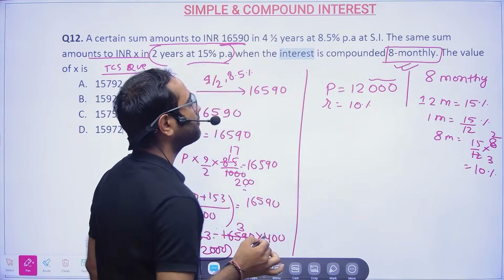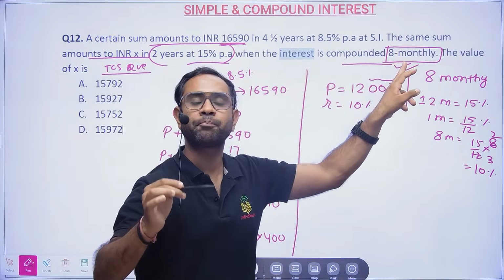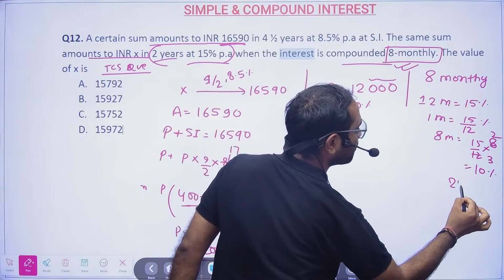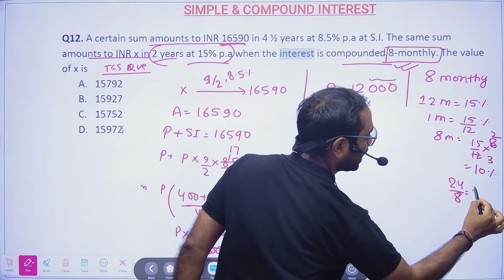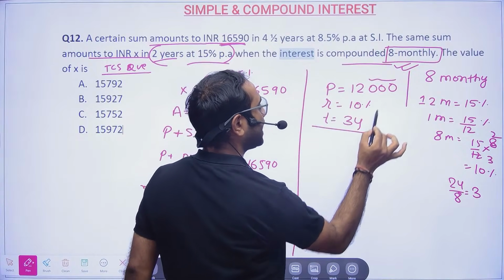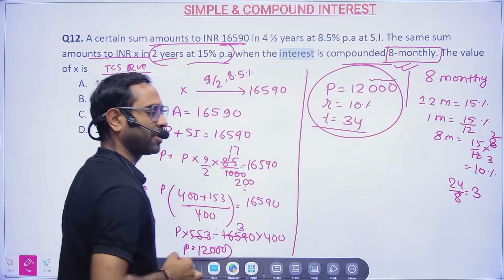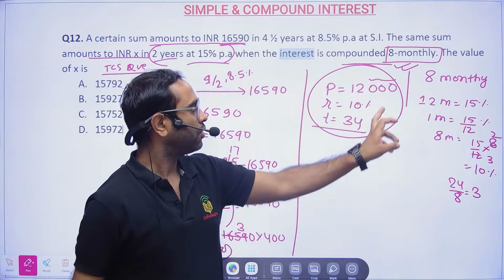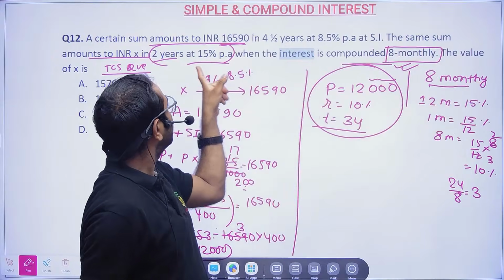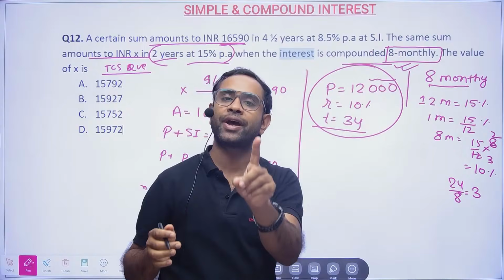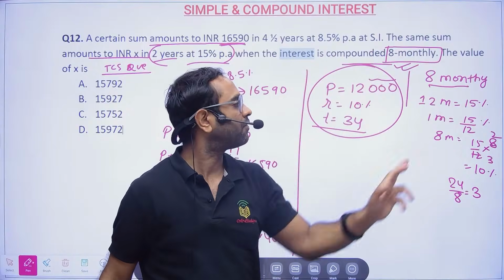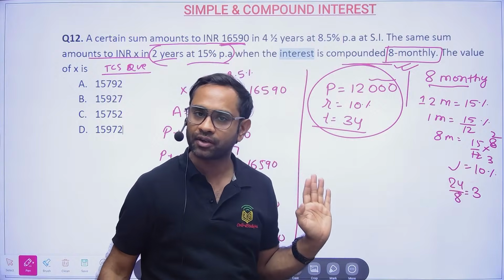And what about time? Now it is getting compounded 8 monthly. 2 years means 24 months. So 24 by 8, that means time will become 3 years. Any doubt anyone is having, please tell me. Because this is how we have to do when it is compounded 8 monthly. So here they have given 15% per annum. For 1 year 15%, 12 months 15%. So for 1 month 15 by 12, for 8 months. So this is how we calculated the rate.